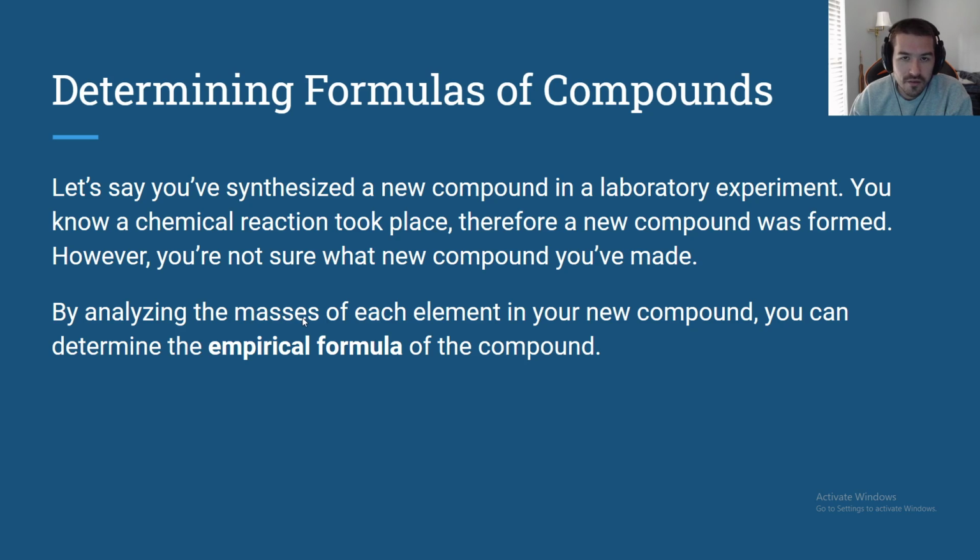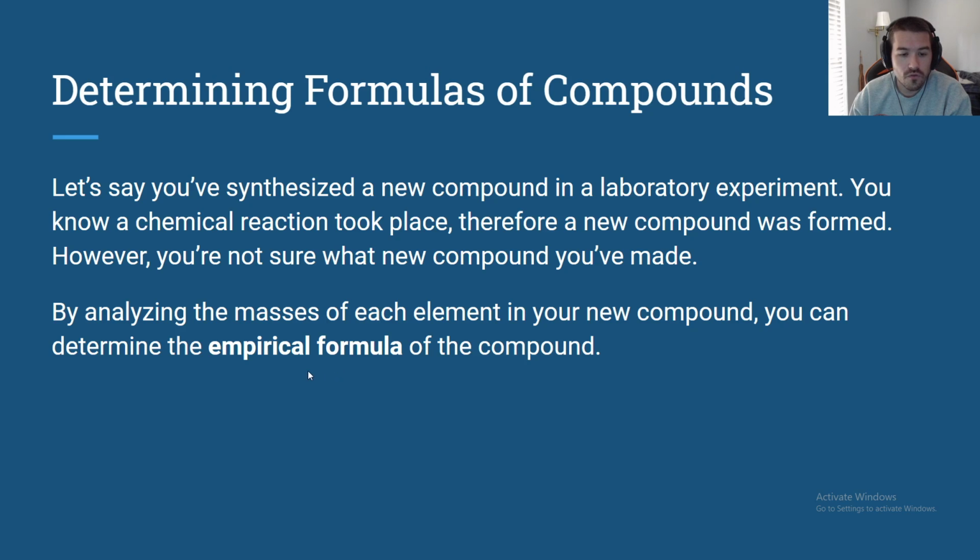So by analyzing the masses of each element in your new compound, okay, so by doing that mass percentage business that we just discussed, you can determine the empirical formula for your compound. Okay, we don't know what this is yet, but just take my word for it. I'm going to talk about it on the next slide. Okay, so using mass percentage information, you can calculate formulas for compounds that you may have encountered.